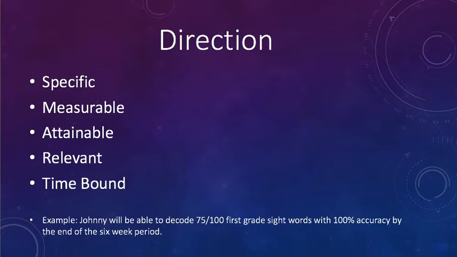Also, if we are setting goals for the student, keep in mind those goals must be SMART goals. They must be specific and measurable, attainable, relevant, time bound. An example of a good goal for a student would be as such: Johnny will be able to decode 75 out of 100 first grade sight words with 100% accuracy by the end of the 6-week period. We want to make sure that we develop those clear-cut goals, and that's what the RTI team is there to help you do.